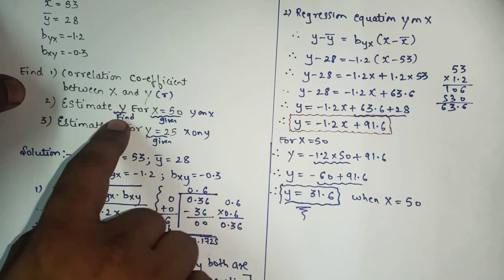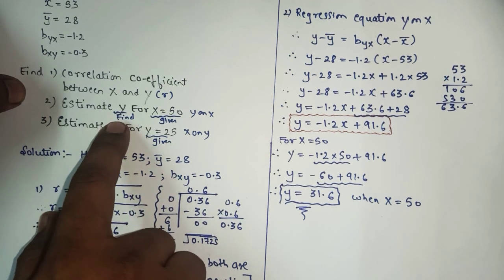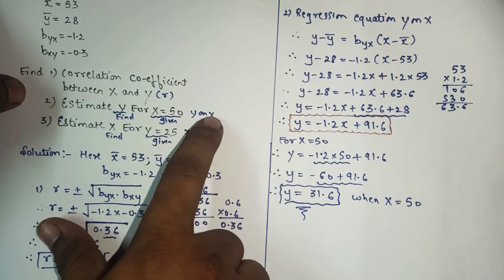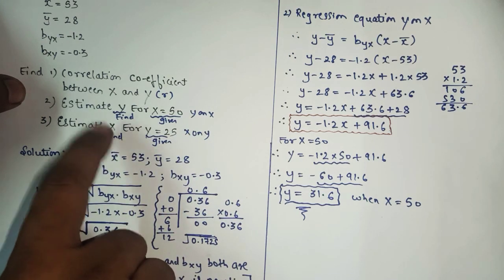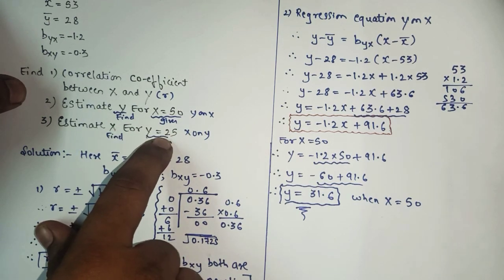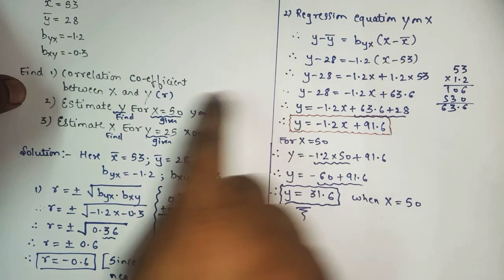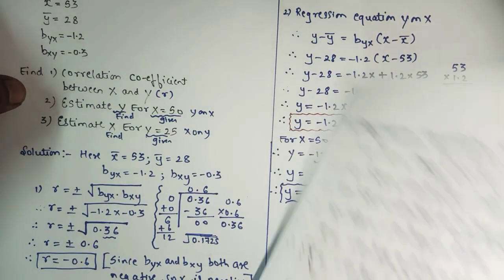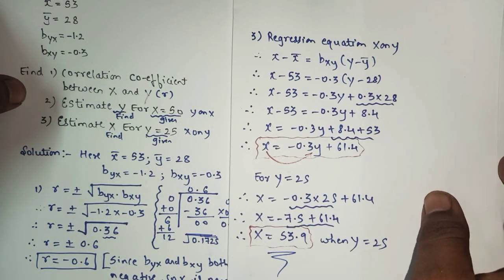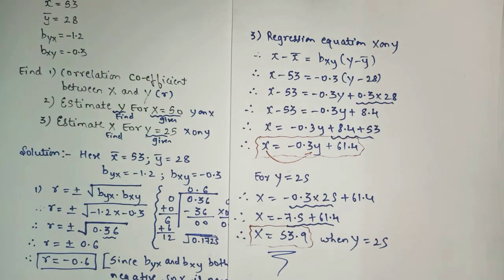Remember this also, when we have to find y, x is given, it means y on x. When you have to find x, y is given, it means x on y. So the second part was y on x, and the third one was x on y. I hope you all understood the first one. So let's move on to the second sum.